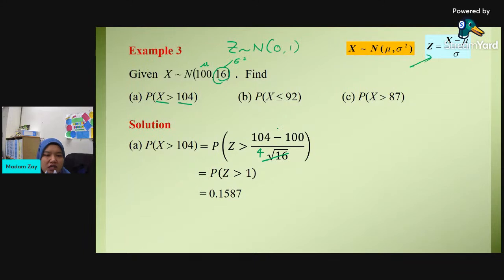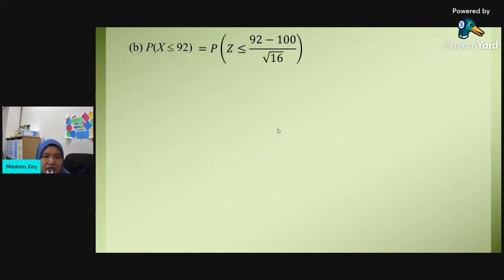Okay, so untuk soalan B, probability of X is less than or equal to 92. So standardize dia. First step standardize dulu. So X akan jadi Z, so belah kanan tu pun nilai X. So you kena tukar ke Z, you kena buat apa? Tolak min bahagi dengan sigma. So 92 minus 100 divided by sigma, which is equal to square root of 16. So kita akan dapat negatif 2. So bila Z less than negatif 2?